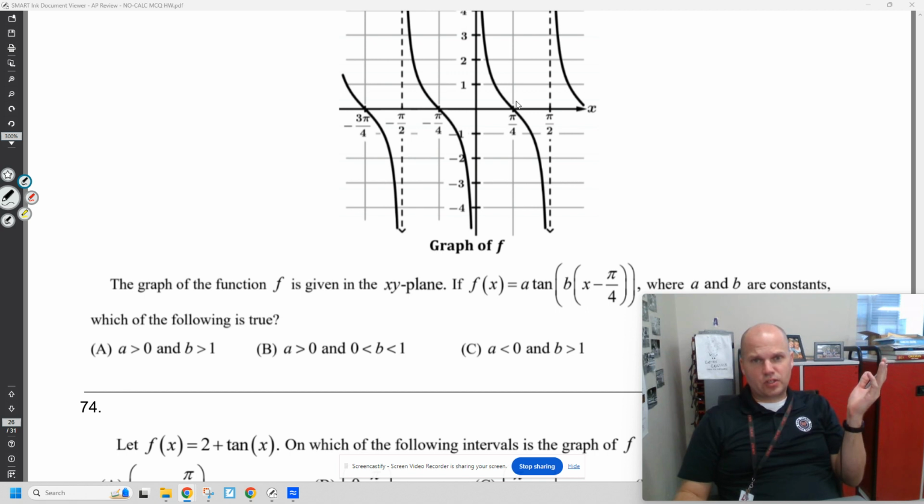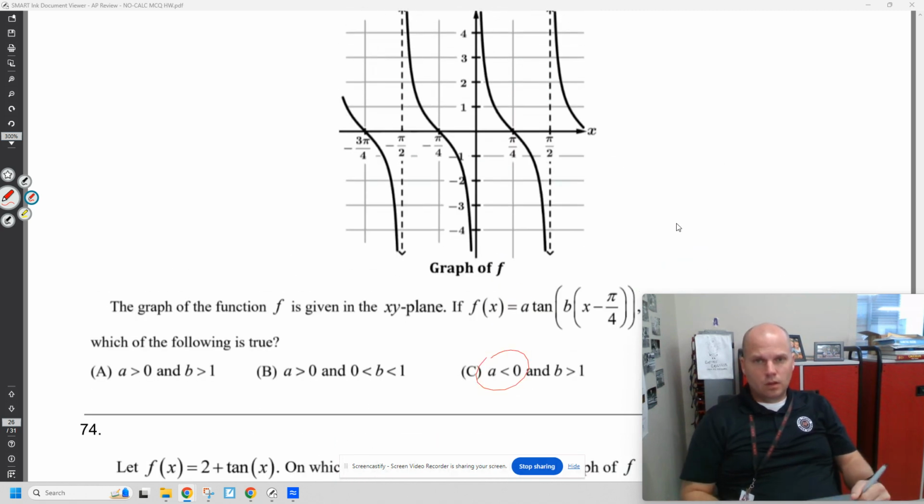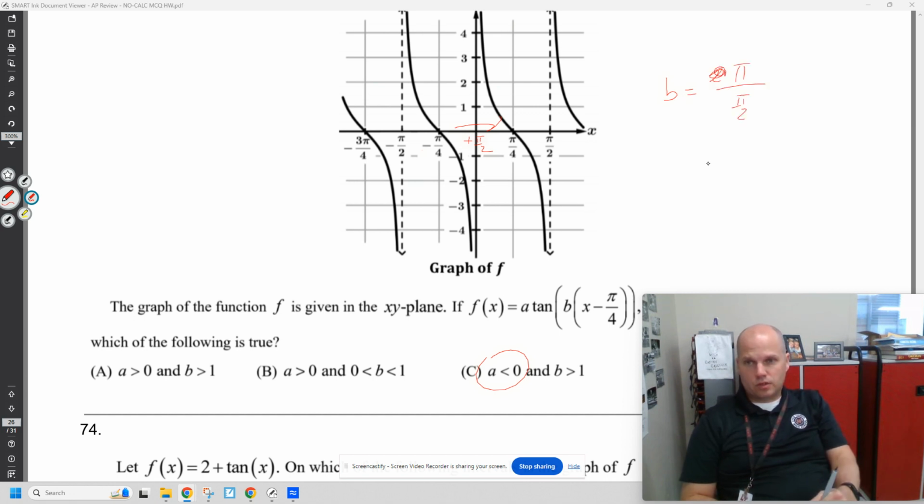All right, this is shifting to the right pi over 4. So this is where I'm going to think about starting. I can see that we're going in the opposite direction that tangent usually goes. So I'm thinking A is going to be negative. What's my period? Well, it takes me a total of pi over 2. If the period is pi over 2, B is 2. So B is bigger than 1.